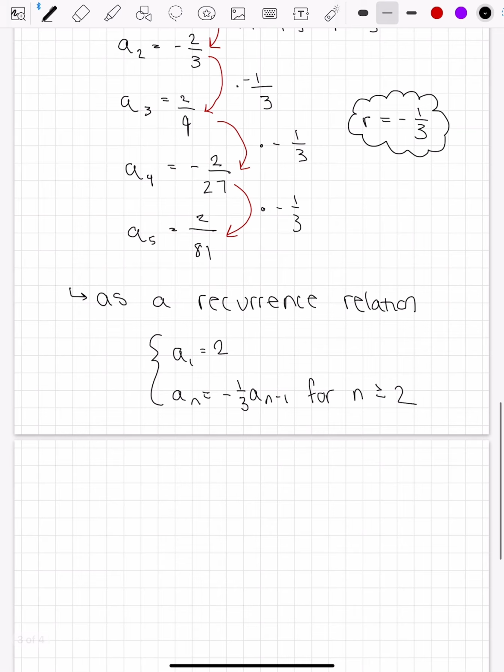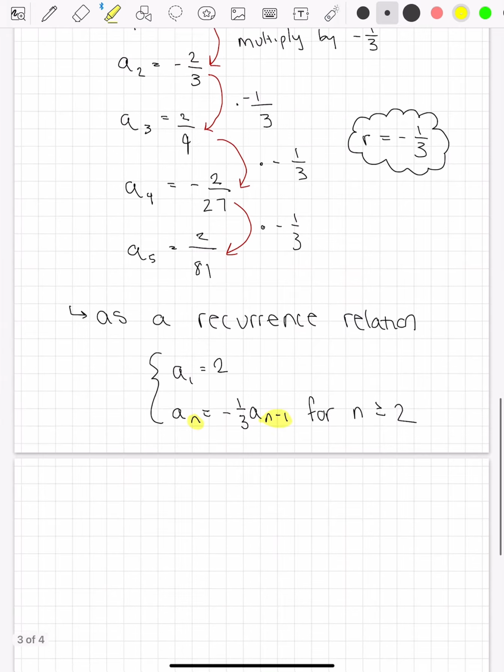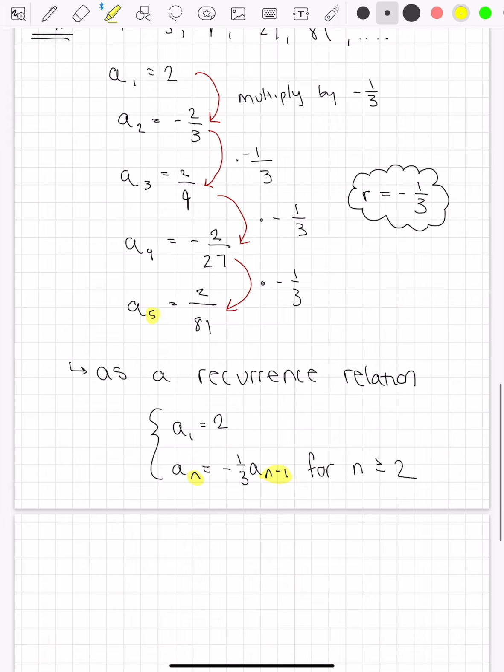So don't let the notation trip you up, right? n could be any number. So I know that the term right before n is going to be the n minus 1 term. For example, if I'm saying n is 5, 5 minus 1 is 4, I know that's the term before. And I know I take this term and I multiply it by 1/3 to get the next term. So that's how you have to think about the recurrence relations.